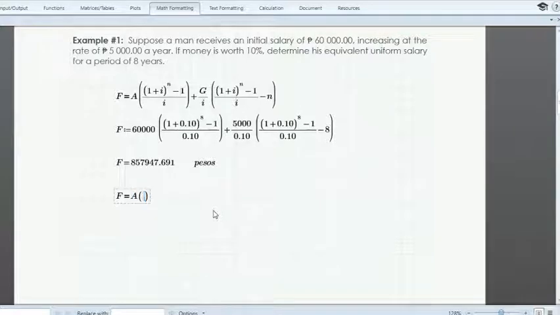A times 1 plus I raised to positive n minus 1 all over interest. So, yan ang formula sa pagkuha ng F. Ngayon, ang kailangan natin dito is si A, si annuity. So, ilipat natin siya sa kabilang side. So, we have here A is equal to F. Then, cross-multiply, you have interest over 1 plus I raised to n minus 1. So, ito na. Ito yung gagamitin nating formula.